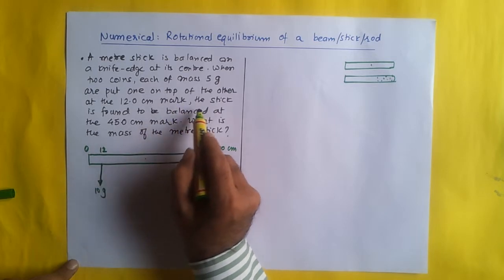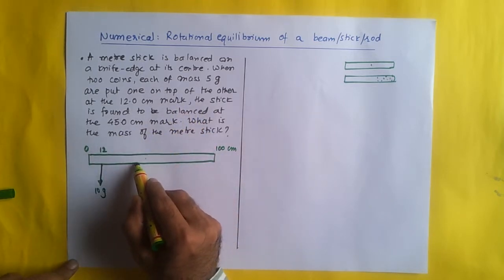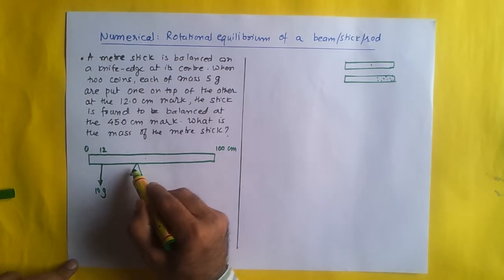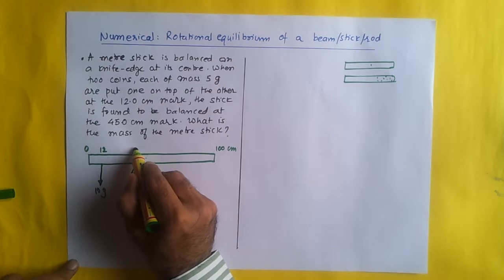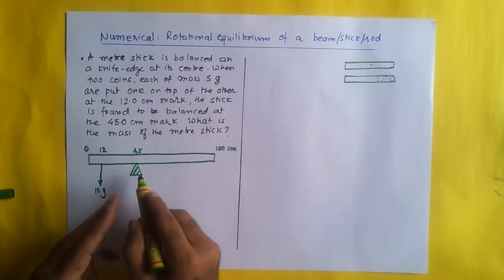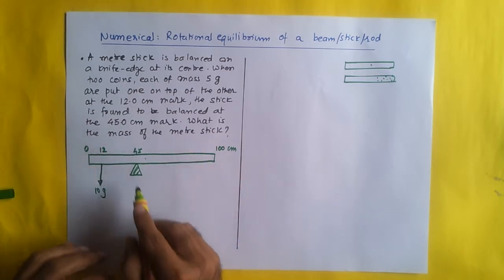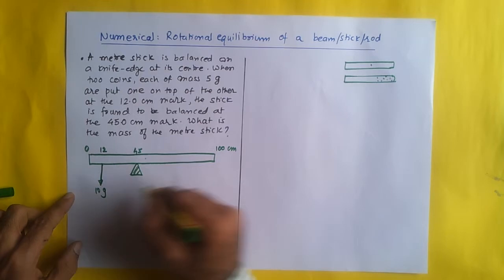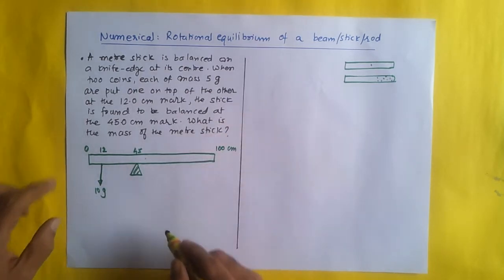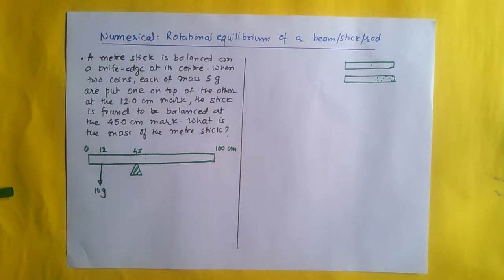When this is done, the stick is found to be balanced at the 45 centimeter mark. If this is the center, the stick gets balanced over here. So I'm going to show it like this, this is the balance point where it gets balanced. That means if it is supported over here, it comes in rotational equilibrium. It doesn't rotate in either direction, neither does it go upward. So it is in rotational equilibrium when it is supported at the 45 centimeter mark.